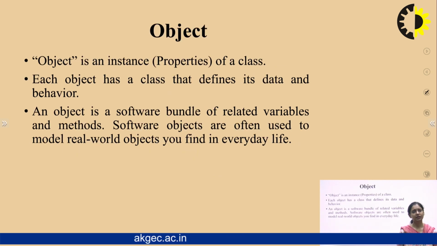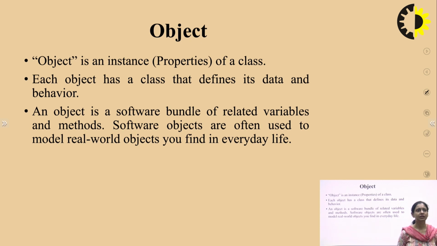Within a class, we already discussed that we have the object. So, what is an object? It is an instance of a class. Each object has a class that defines its data and behavior. An object is a software bundle of related variables and methods. Software objects are often used to model the real world objects you find in daily life.